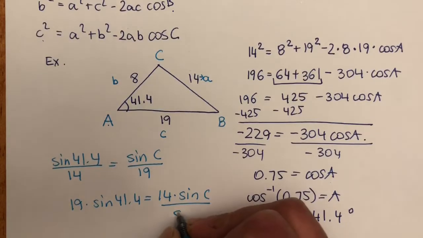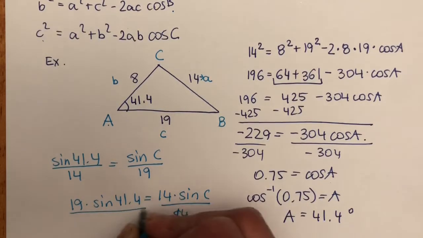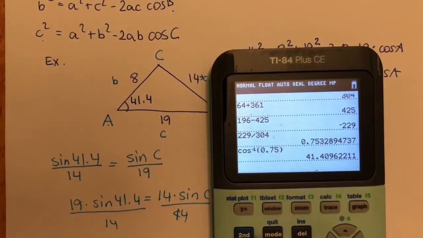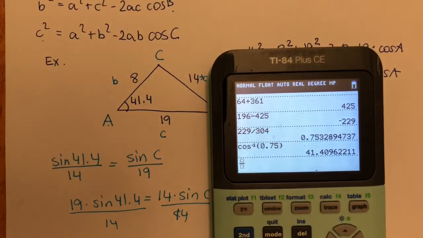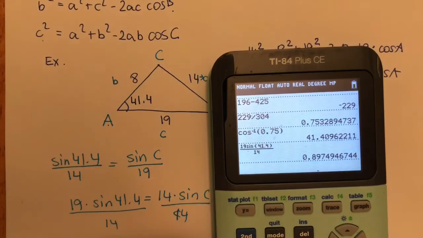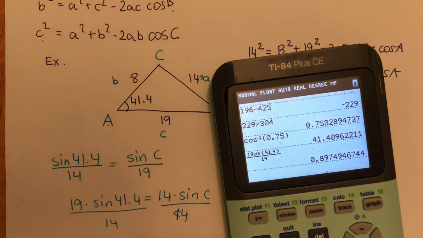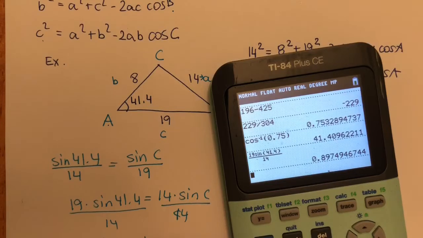I will divide both sides by 14. And I will input this nicely into the graphing calculator. You can use any calculator for this one. Alpha y equals is equal to 19 times sine of 41.4 divided by 14. That is 0.897, which is going to be equivalent to sine of C.